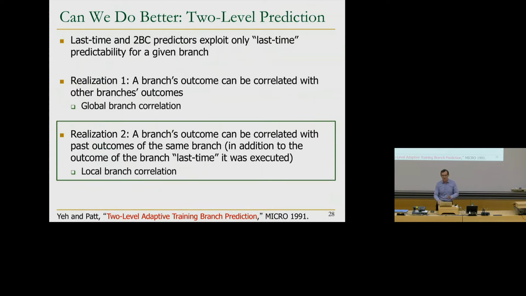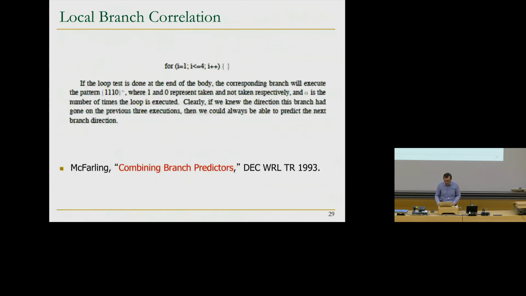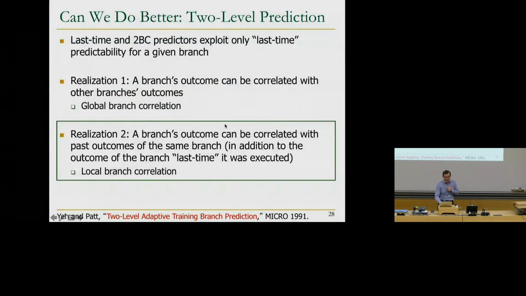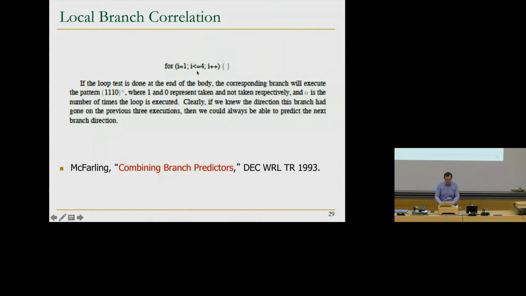Now let's look at the local ones a little bit in more detail before the break. People have also figured out that a branch's outcome can be correlated with past outcomes of the same branch if you look back in the history. This is local branch correlation. And your reading, again, has a very nice example of this. This is an example where you have a loop, and I'm going to read this over here. If you have a loop test that's done at the end of the body, the corresponding branch that loops will execute the pattern 1, 1, 1, 0 to the n, where 1 and 0 represent taken and not taken respectively.